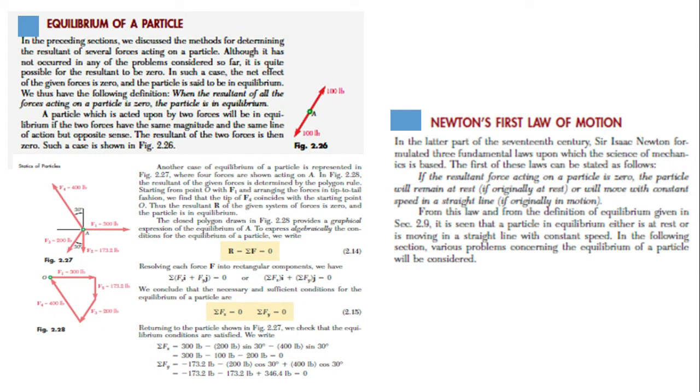In the following sections, various problems considering the equilibrium of a particle will be considered. These are very simple equations. Before now, in the previous explanations, we were always working symbolically, like TA, TB, W, but we were not doing it numerically. This numerical explains to you how you apply sigma Fx equal to 0 and how you apply sigma Fy equal to 0.